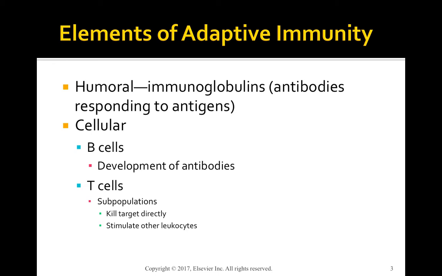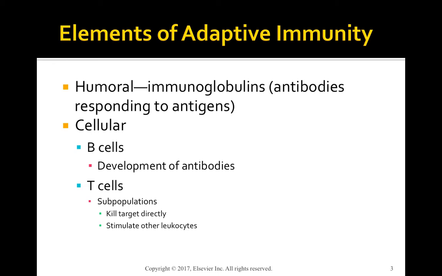There are some key elements of adaptive immunity that you need to understand. There are two responses. One is humoral, meaning the immunoglobulins are developed and that's the actual antibody responding to the antigens. Or there is a cellular response that involves both B cells and T cells. Now, the book gets quite intense about the different types of B cells and T cells, and I'm more interested that you understand what B cells do and what T cells do.